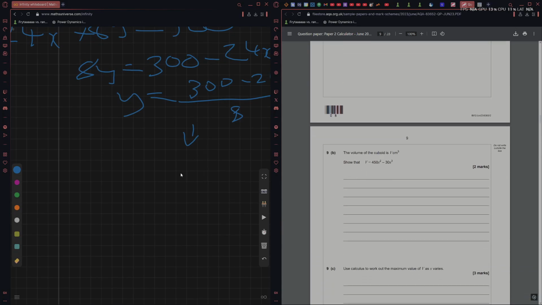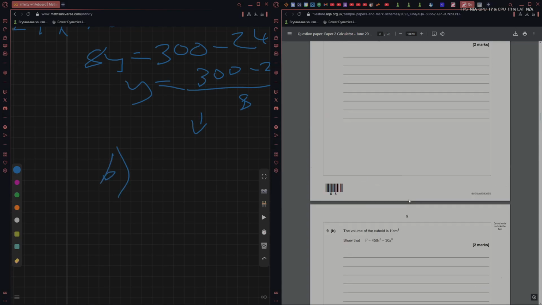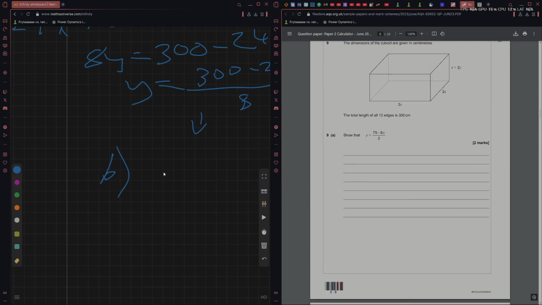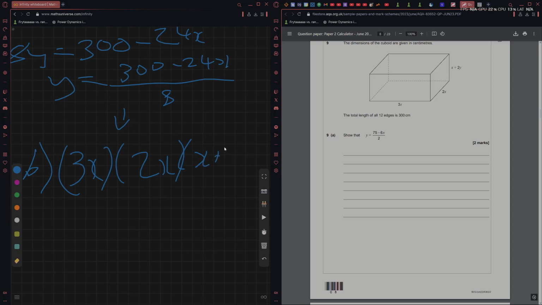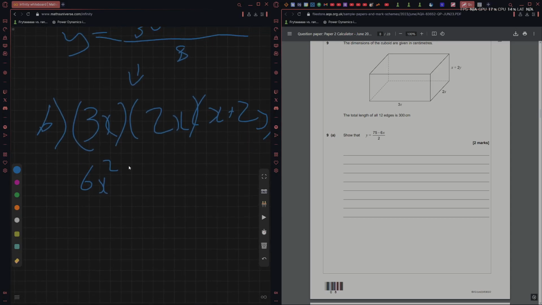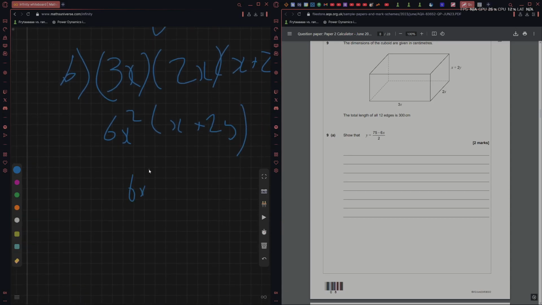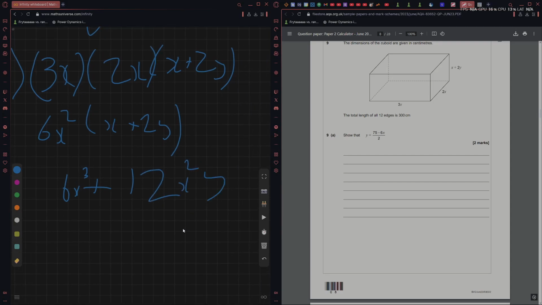Alright, the volume of the cuboid is V, show that it's that. So let's just do it. The volume of the cuboid, so let's say 3x, 2x, and then x plus 2y. So we have 6x squared times x plus 2y, which is 6x cubed plus 12x squared y. So that is not what we want.